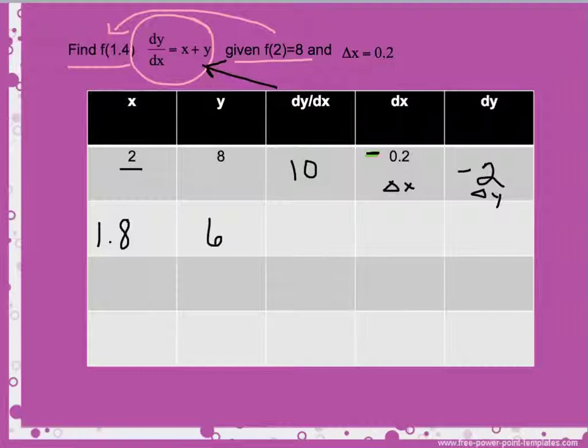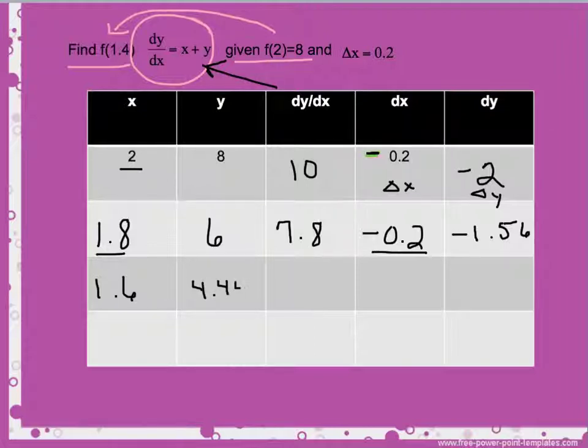Now, dy dx, I take x plus y, 1.8 plus 6 is 7.8. dx is negative 0.2, and I get negative 1.56. So again, I adjust everything. The 1.8 is going to decrease by negative 0.2, so it's down to 1.6. And then I'm going to take 6 minus 1.56 and get 4.44.